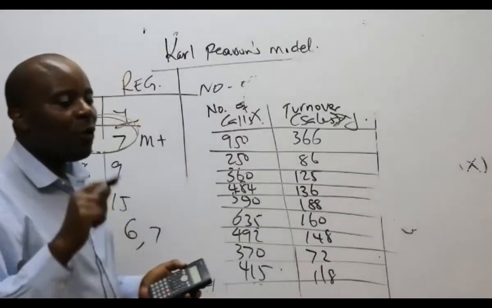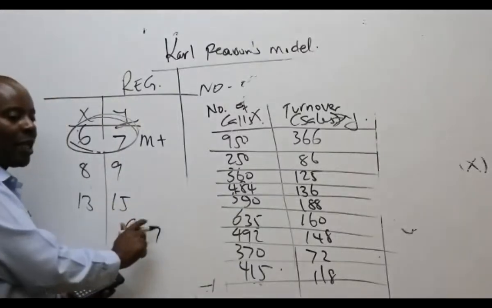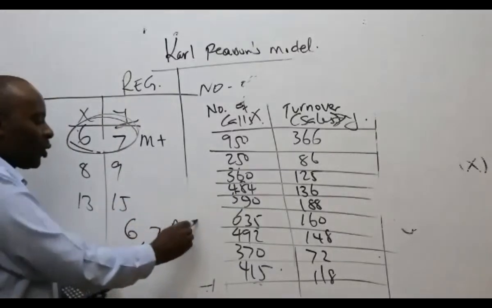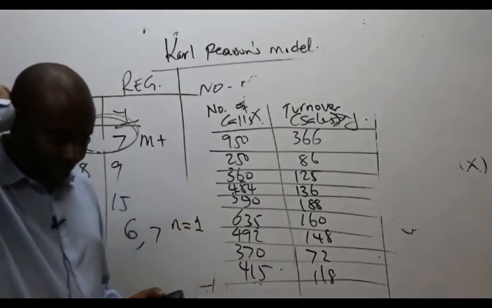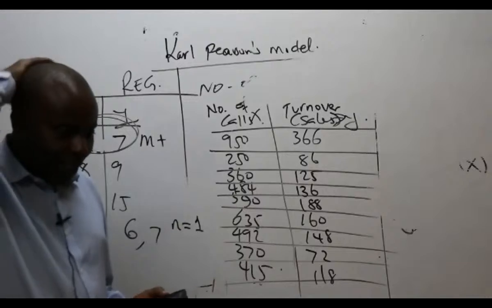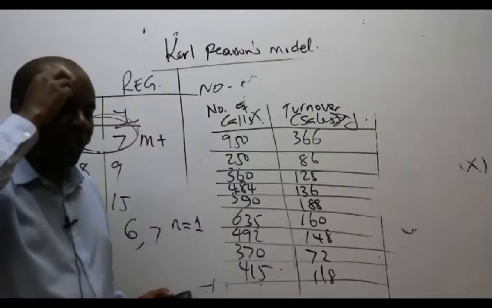Thank you very much. When you press it once, after you've said 6,7, is there anybody who is being told there that N equals 1? Let's see. N equals 1, yeah. Thank you very much. Great.